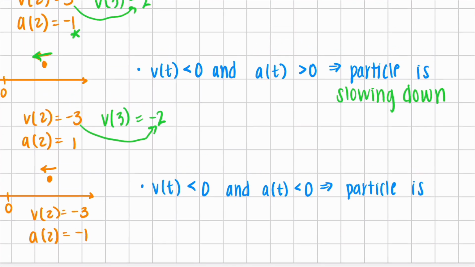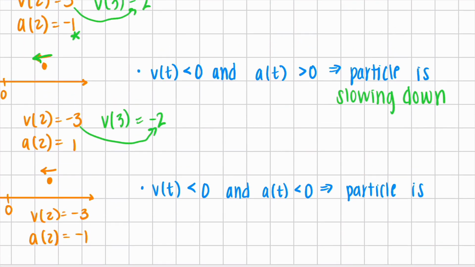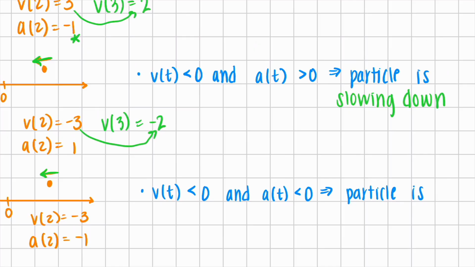Our last scenario, if v of 2 equals -3, so now I'm still moving to the left 3 yards per minute, and a of 2 is -1, my acceleration is -1, that means that my velocity is decreasing. So then let's say by v of 3, let's decrease my velocity. I'm still moving to the left, but now I'm moving 4 yards per minute, so my speed is increasing. So my particle is speeding up.